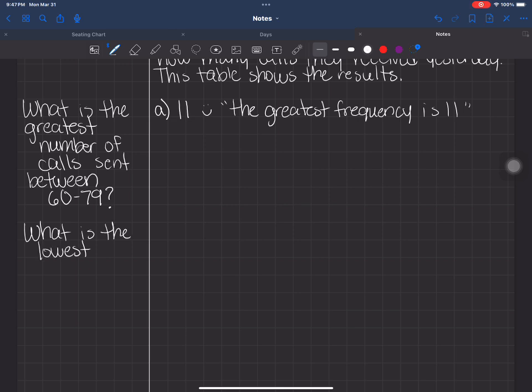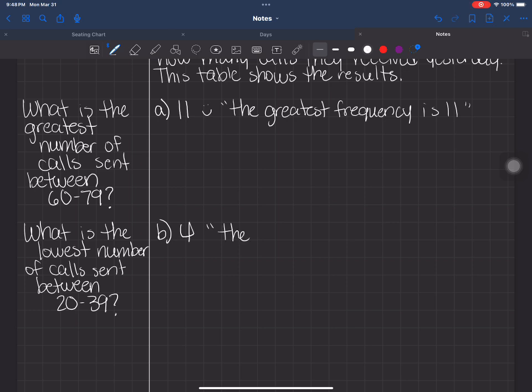Let's try another question. What is the lowest number of calls sent between 20 to 39? You're going to look at 20 to 39, and it says 4. So you're going to write the lowest frequency is 4.